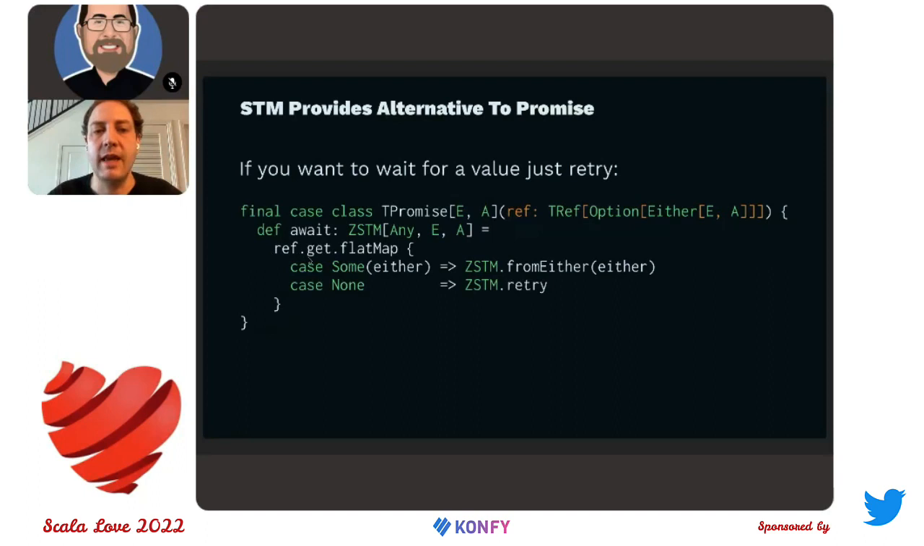And here's what we need to do to wait for a value. All we do is we get the value of the ref. And then if it's got an Either, if it's done with a value, then we can just return it. And if not, we just retry. And again, this retry is not going to busy poll. It's just going to essentially record this somewhere as something we want to do. And when the value of this ref changes, then it's going to try this transaction again. And so this is what it means to wait for something in STM.